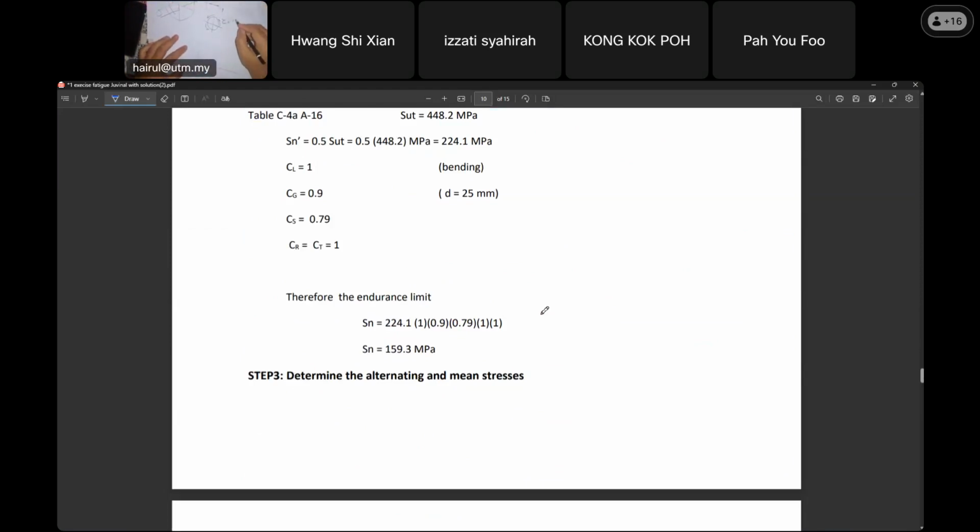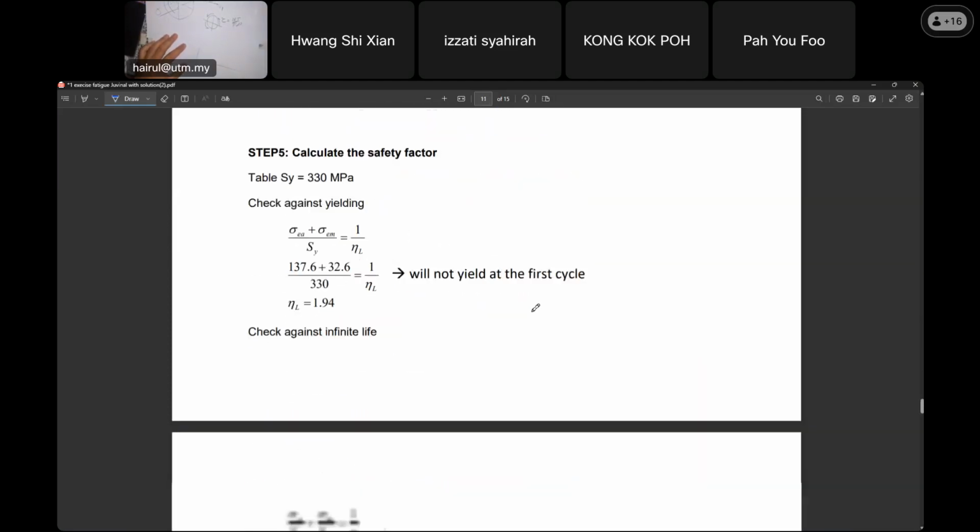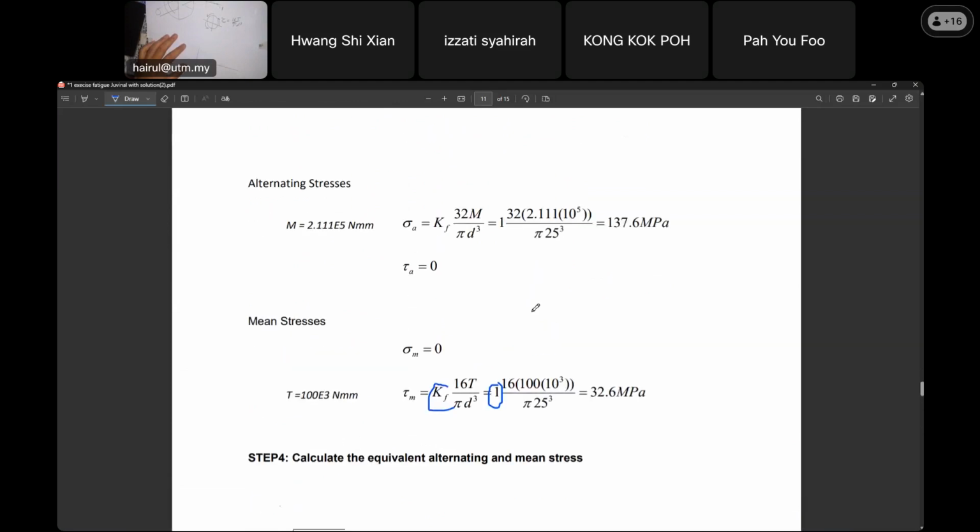No compression, no tension. Same value of torsional stress. Remember, 16T over pi d cubed. We already calculated it, right? The torsional stress we calculated earlier is 32.6 megapascal. So for this 32.6 megapascal torsional stress against time, what is the plot? Class, are you watching? Sine wave or straight line? Straight. Yes, good. Straight line, positive, right?